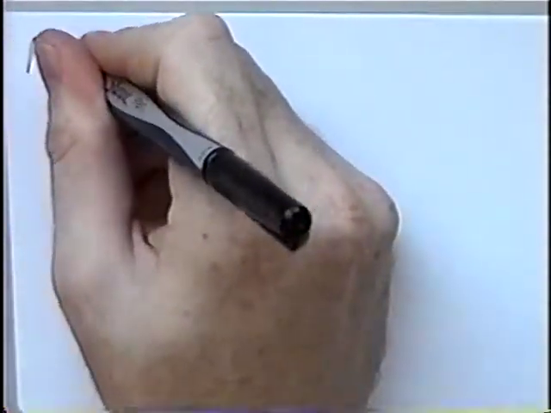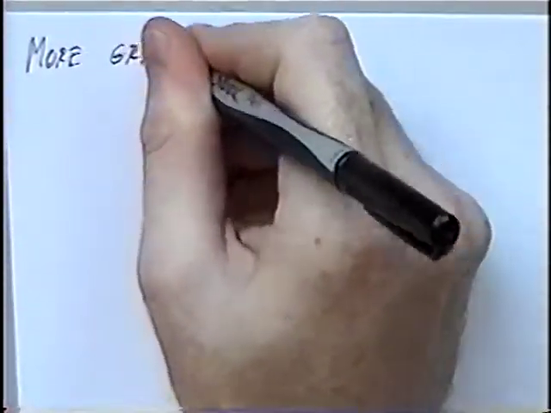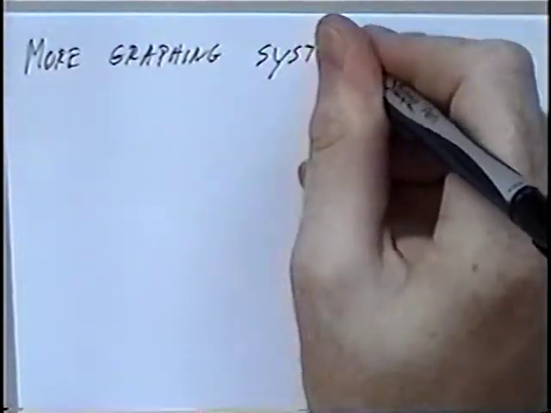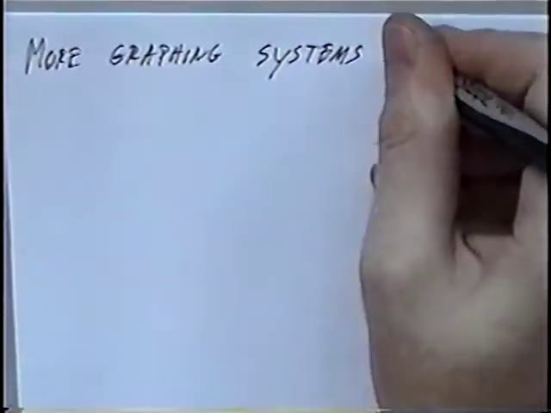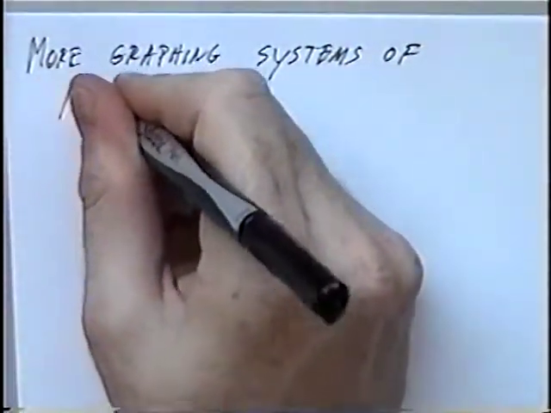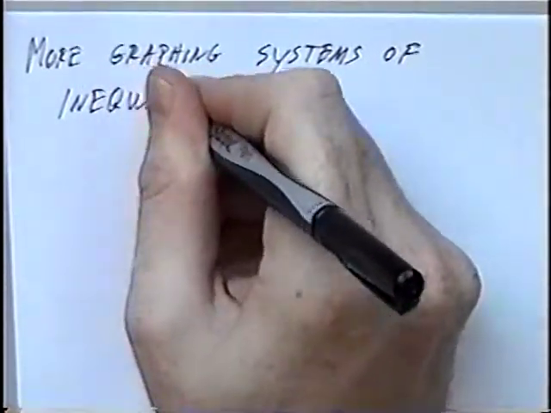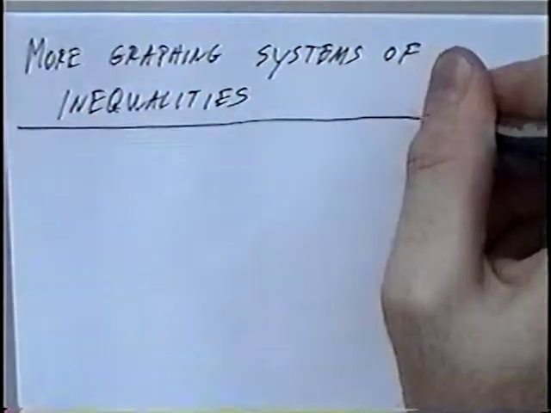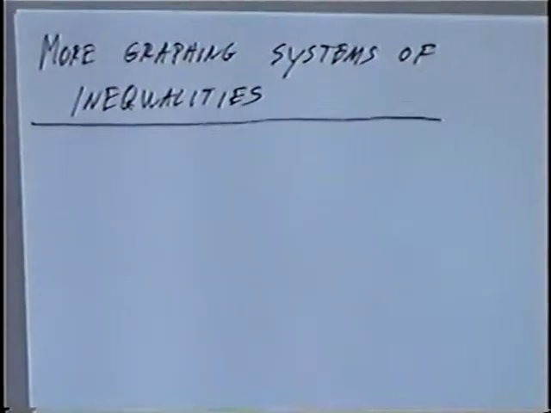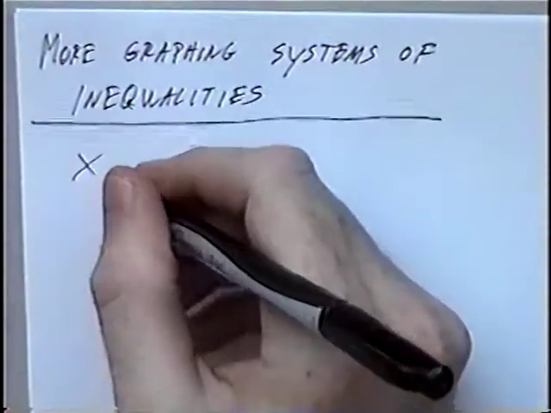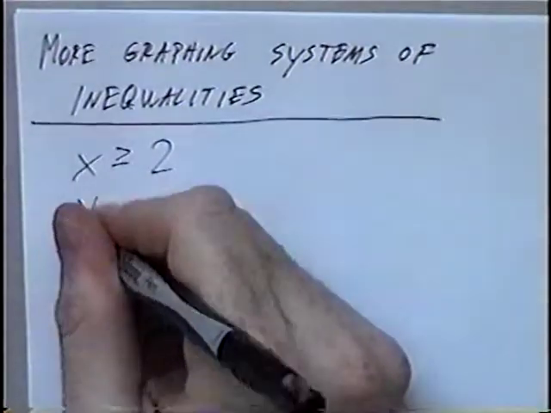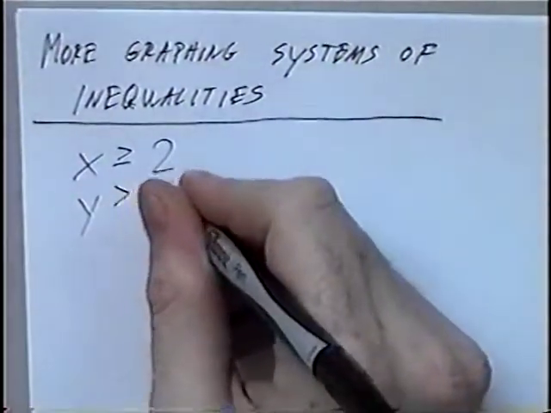Title of the last section today is More Graphing Systems of Inequalities. First inequality, x is greater than or equal to 2. And second inequality, y is greater than 3.